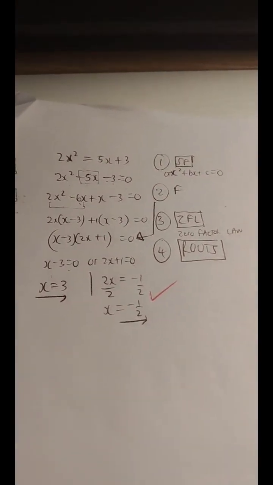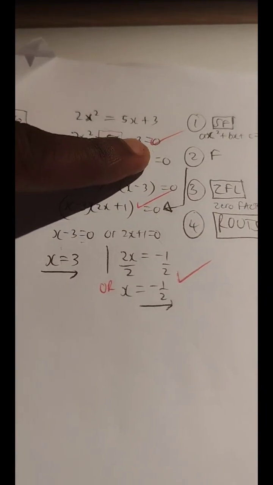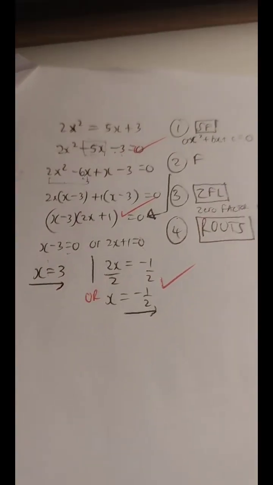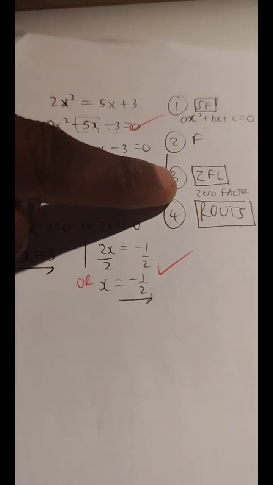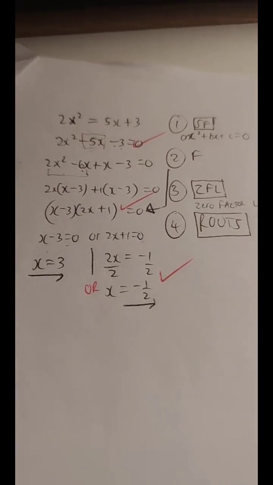Solutions, x is equal to 3 or x is equal to negative half. Our factors are there. Our standard form is there. So standard form, factors, our roots. Okay, and we basically followed the steps. Standard form, we factorized, applied the zero factor law, we got our roots. Guys, it's as simple as that.